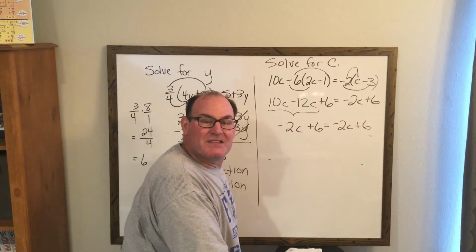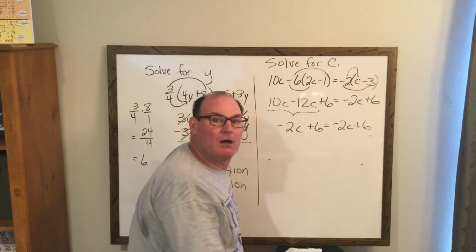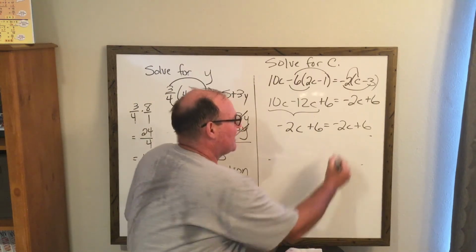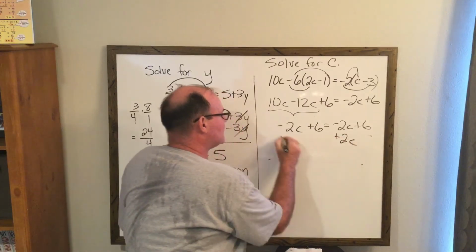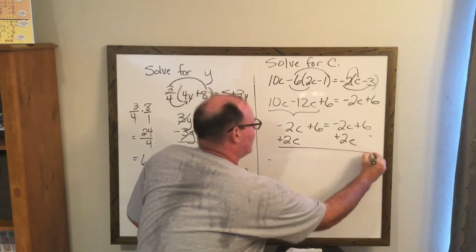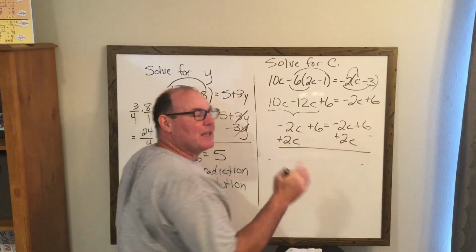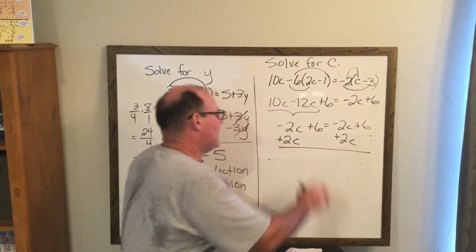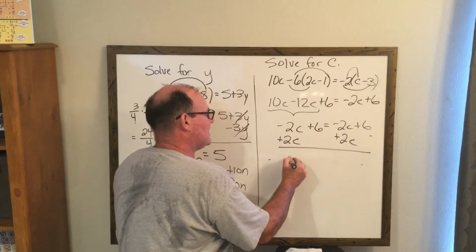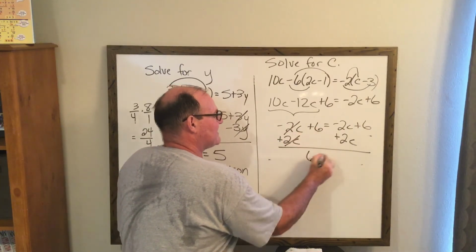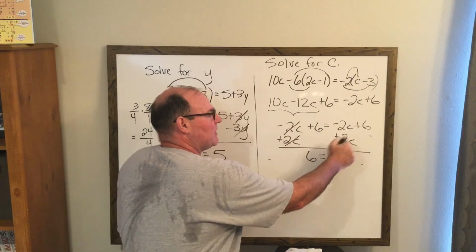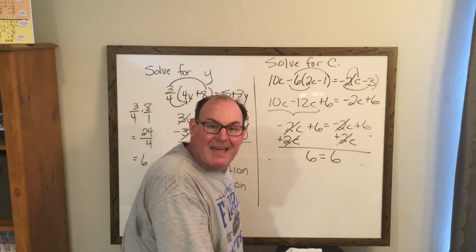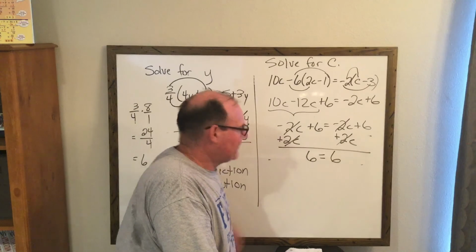My process is always the same. I'm going to get all of my variables on one side, so I'm going to put all the c's on the left. So I'm going to add 2c to both sides. So notice, very similar to the previous problem, I get another unique situation. Negative 2c plus 2c is 0. Those both cancel. I have 6. Negative 2c plus 2c is 0. I have 6. This time, though, I get a little bit of a different conclusion.